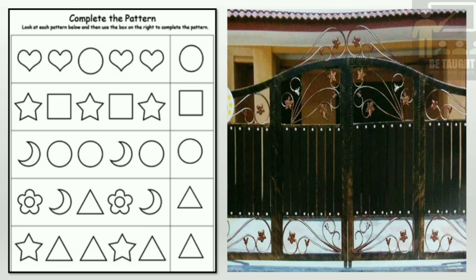Now this is a gate. If you see, the first set of pattern which is given is different. Then again it is followed by a separate unit of pattern, and then again a separate pattern is given. So we'll see few more examples.